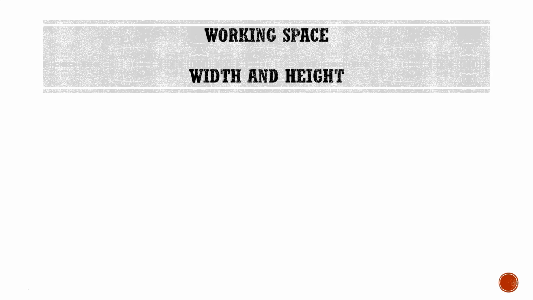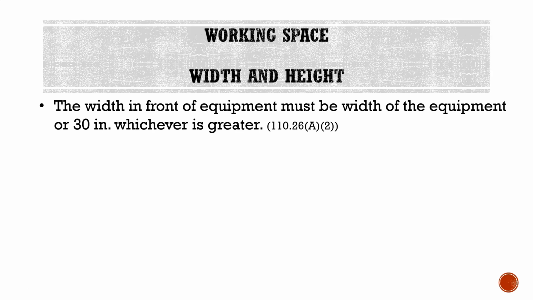Moving on from the depth of the working space, now we're going to be taking a look at the width and the height of the working space. Both of these are much simpler to figure out than the depth. Looking at A2, which is the width of the working space, the width in front of equipment must be the width of the equipment, or 30 inches, whichever is greater. And that's all there is to the width. So essentially, if we have a piece of equipment that is 48 inches wide, since 48 inches is more than 30 inches, the width of the working space would be 48 inches.